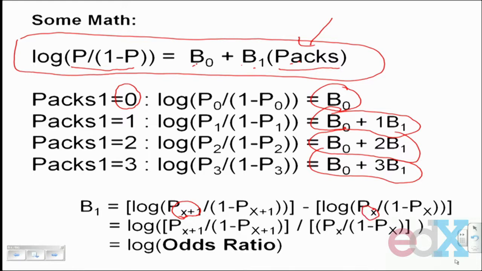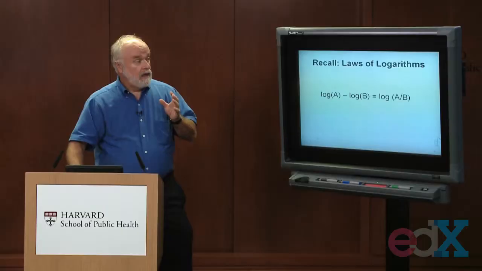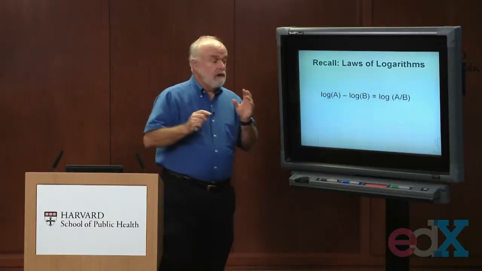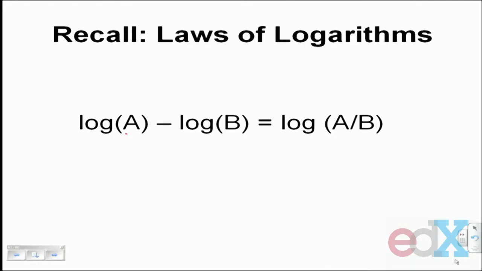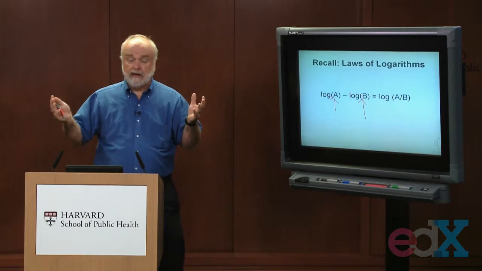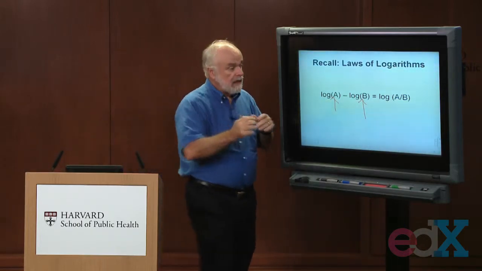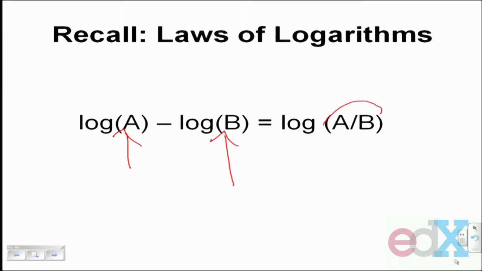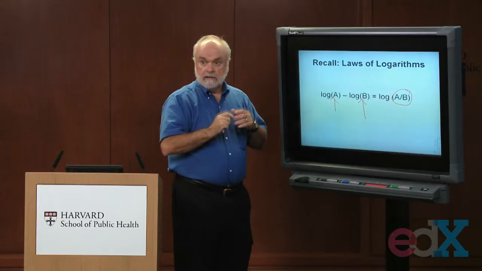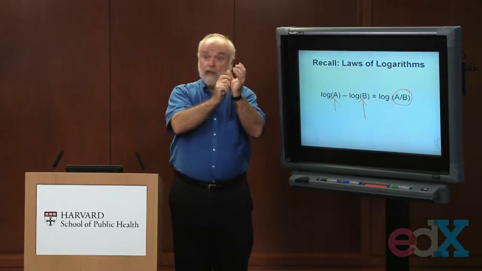Well, I'm going to take you back in memory one last time, back to school when you learned about logarithms and the laws of logarithms. One of the logarithm laws that you probably learned is that if you had a number A and another number B, and you took the log of both of those numbers, whether it's natural log or log base 10, and took the difference in those two logs, mathematically it's the same thing as first dividing A by B and then taking the log of that quotient. So the difference in logs is the log of the quotient.